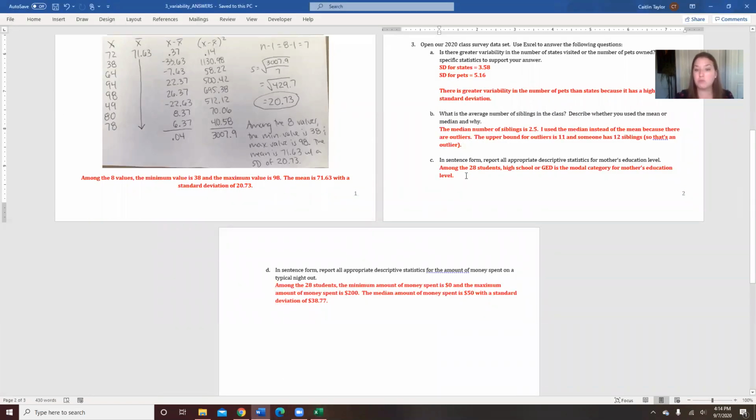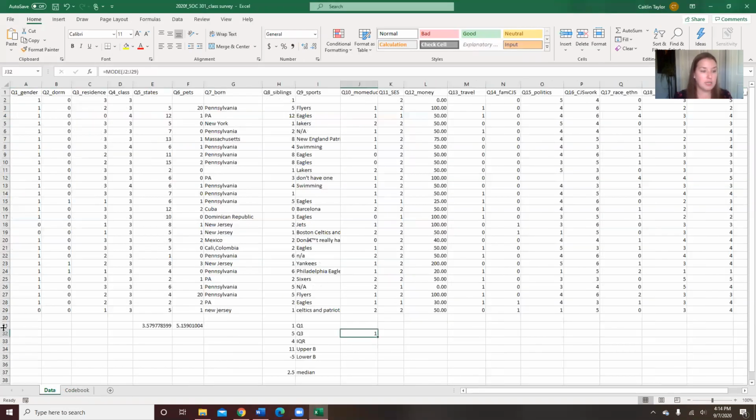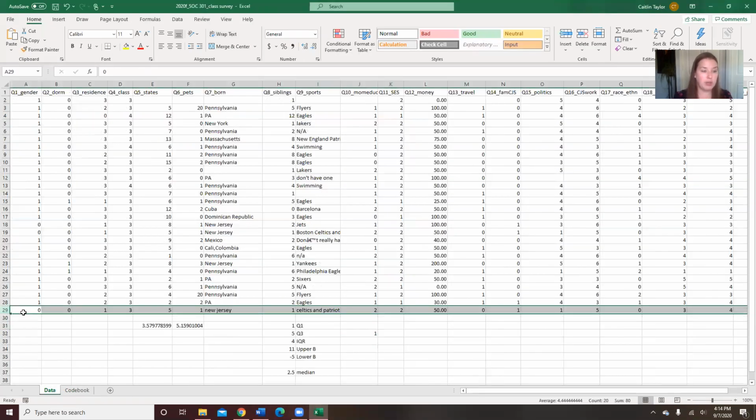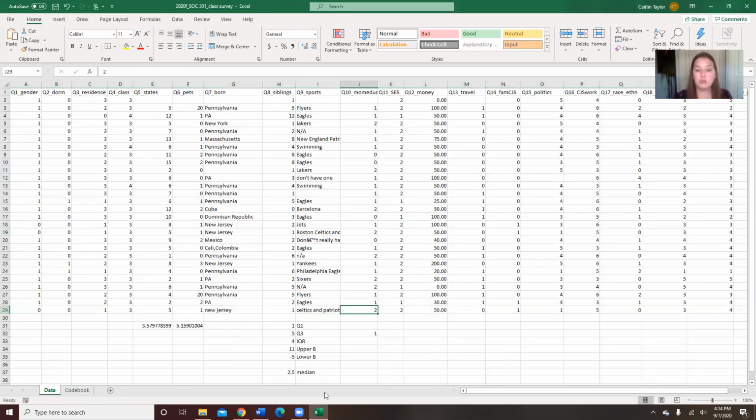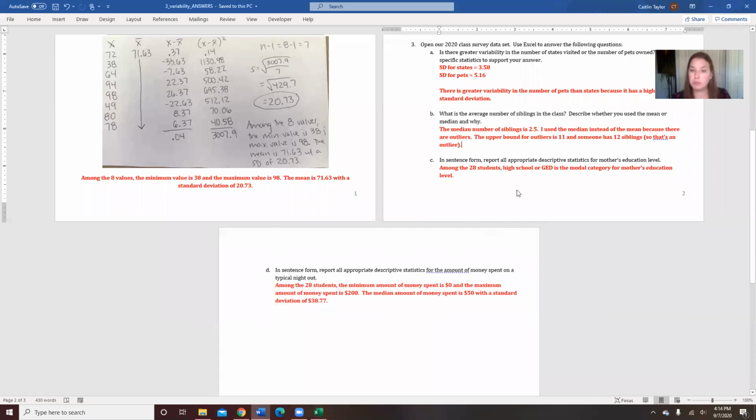So here we see that we have 28 students, right? In our data set, we go down to row 29, and yet this first row, right, is the names of the variables. So we have 28 students who are responding. Among the 28 students, high school or GED is the modal category for this variable.